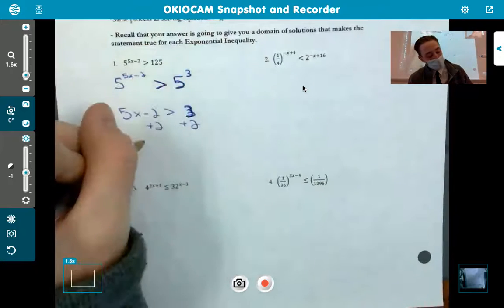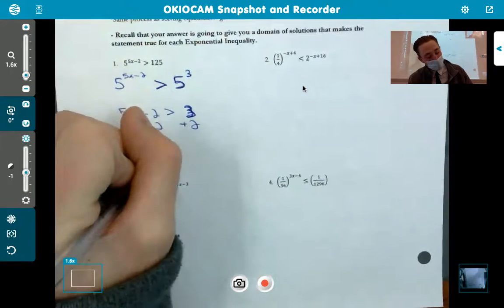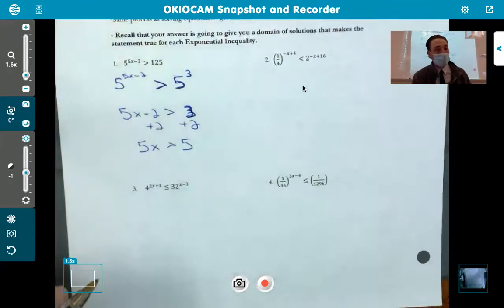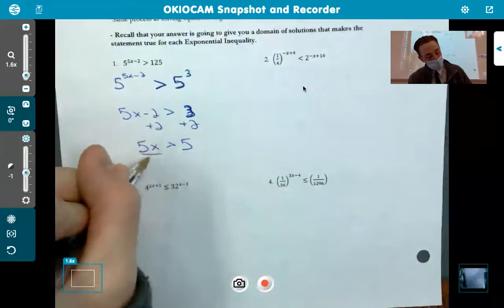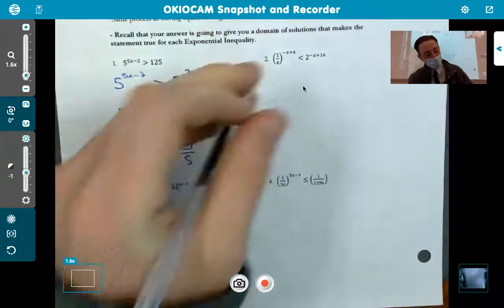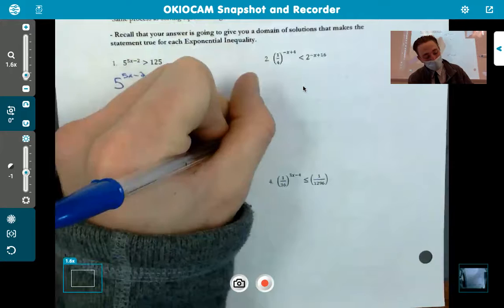Now that I have this, I have an easy 2-step equation. I'll add 2 to both sides. I get 5x is greater than 5. Divide by 5 on both sides. So I know that x has to be greater than 1.